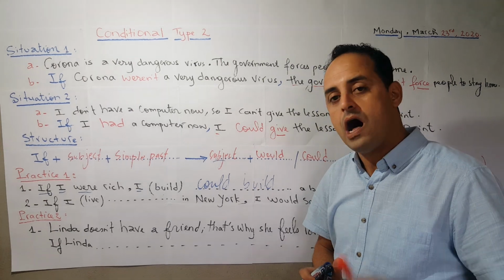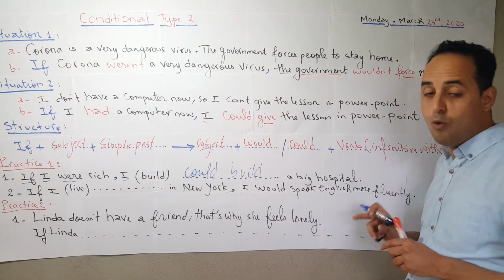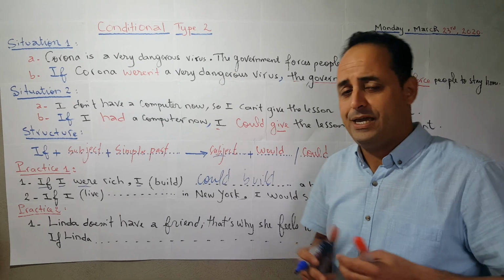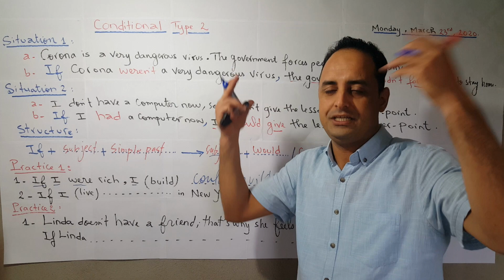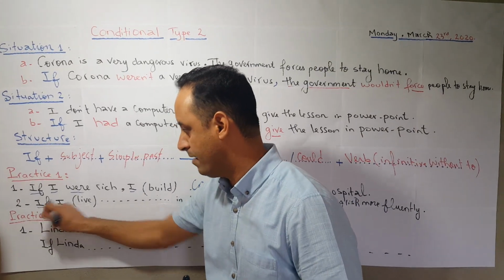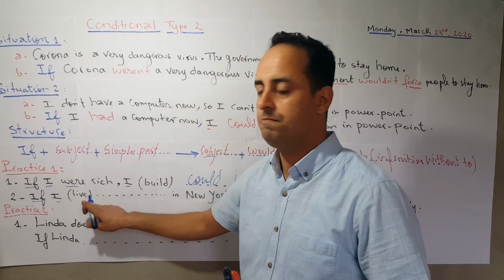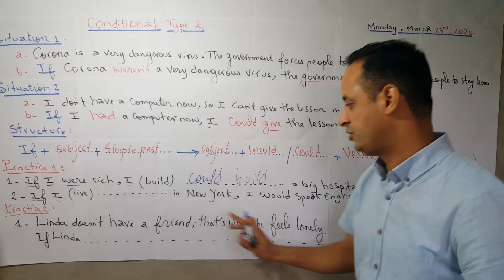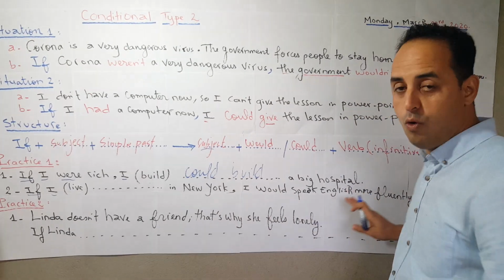Good. Number 2, "If I live in New York, I could speak English more fluently." All right, just suppose I live in New York. My real situation is that I don't live in New York, I live in Morocco. I just suppose, in case, I live in New York. So there's "if," remember, and then subject, "I," the verb "live." To put the verb in the simple past, you need to check the result clause. Let's check the result clause. It's "I could or would speak English more fluently."